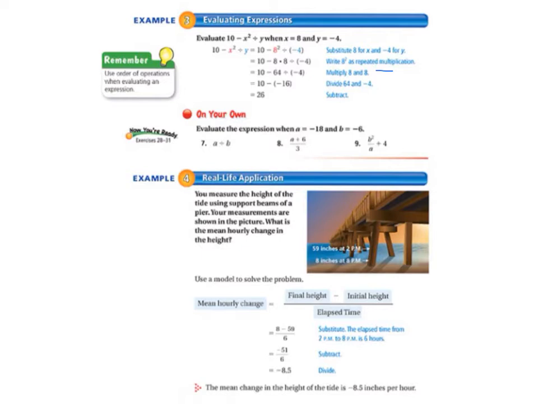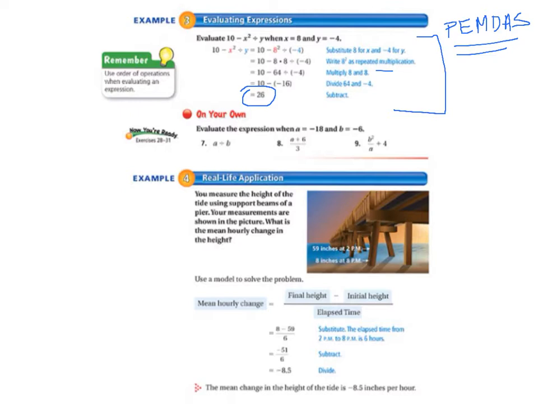Our last step is to subtract. We have 10 minus a negative 16, so that results in a positive 26 when we're all done. That's a lot of steps, so you have to be sure you're using that order of operations, parentheses, exponents, multiplication and division, and addition and subtraction, and you're using that correctly all the way through and paying very close attention, doing one step at a time.